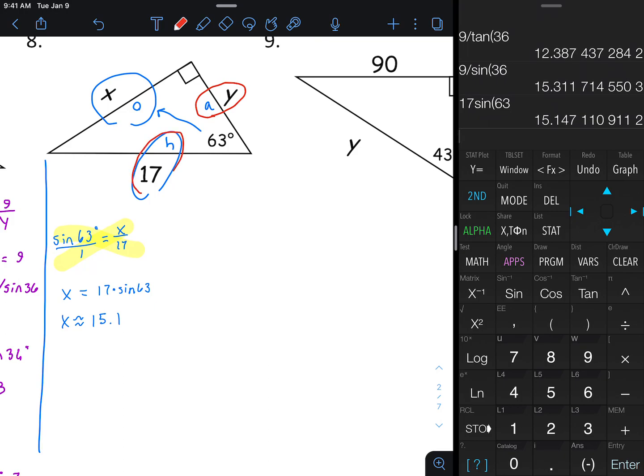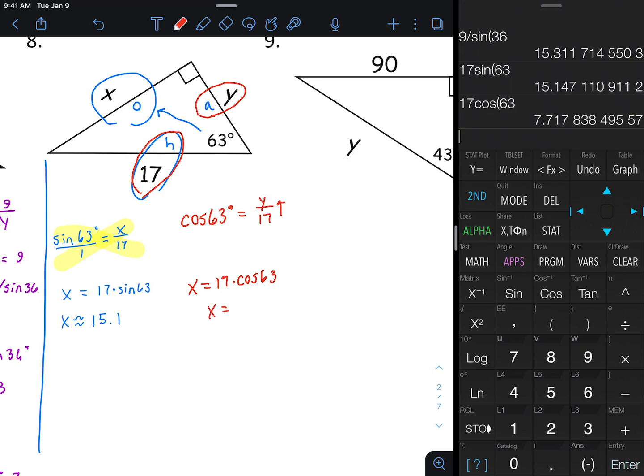For y, I'm going to reuse the 17, the h, and with the y, I'm going to use the cosine function on that one. That'll be cosine of 63 degrees equals the adjacent over the hypotenuse, or y over 17. If you want to use a shortcut, if the variable's in the numerator, it's always going to turn into multiplication. It's going to be 17 times cosine of 63 degrees. And then we'll just type that in.